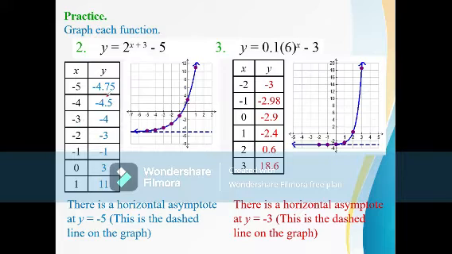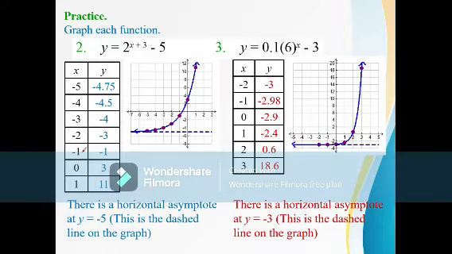If x is negative 3, substitute negative 3 here. Then you have 2 to the power of negative 3 plus 3 minus 5. The answer would be negative 4, because negative 3 plus 3 is 0, 2 to the power of 0 is 1, and 1 minus 5 is negative 4. Now, if x is negative 2, that is 2 to the power of negative 2 plus 3. So that is 2 to the power of 1, that is 2, minus 5. So you have negative 3.